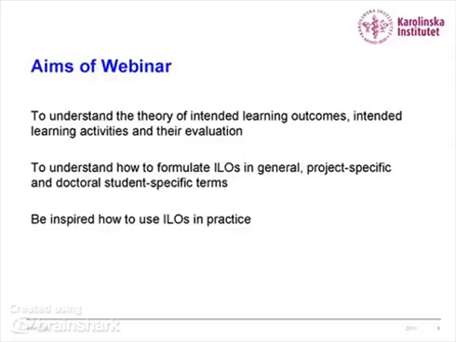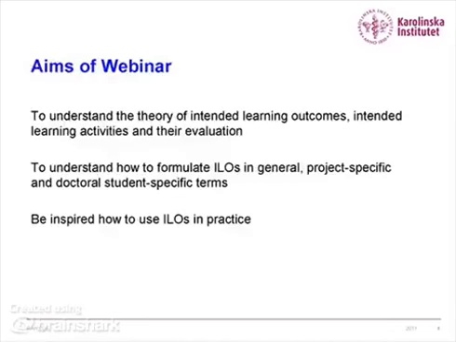On slide 2 you see the aims of this webinar, which are summarized in these 3 points. The first thing we'll do is go through the theory of intended learning outcomes, why they should be used and in what circumstances. We'll then go on to see how the learning outcomes can be coupled with specific intended learning activities, and lastly in this point how they can be evaluated in an effective manner.